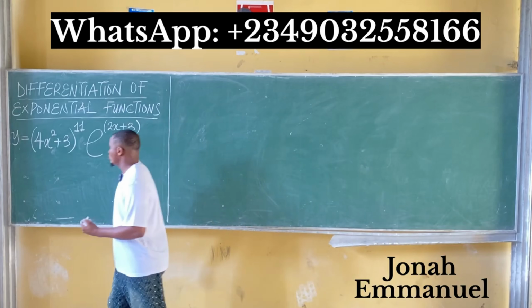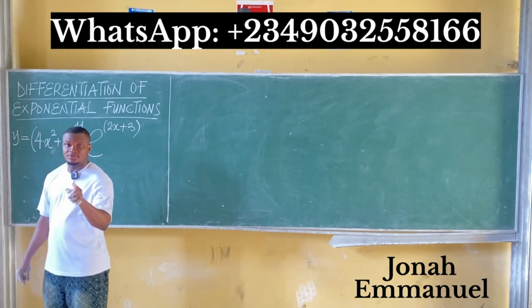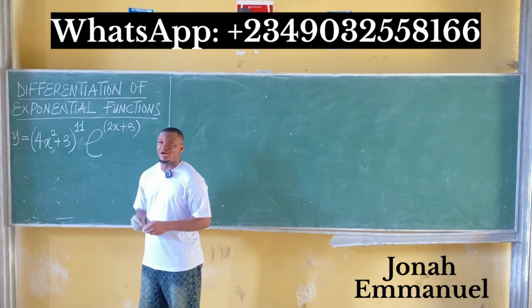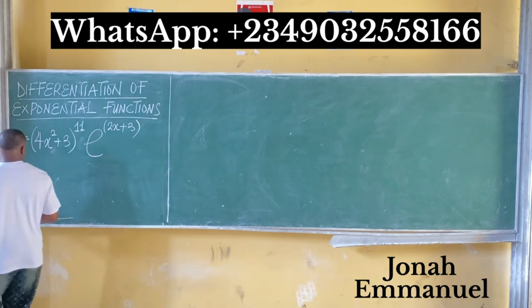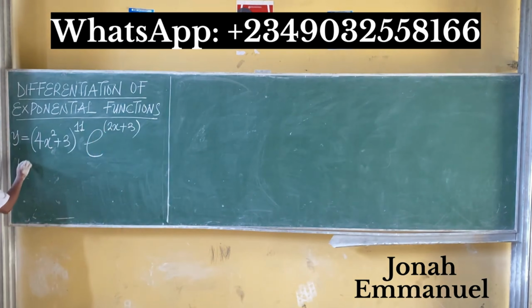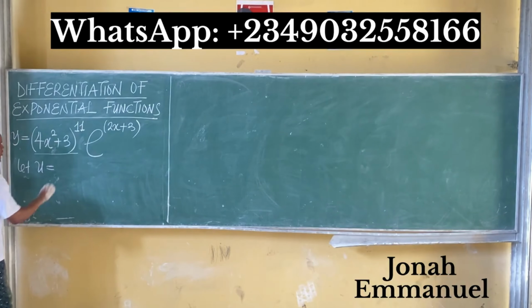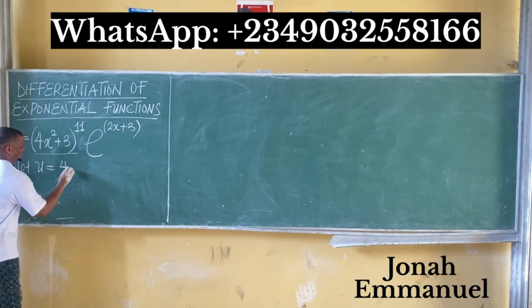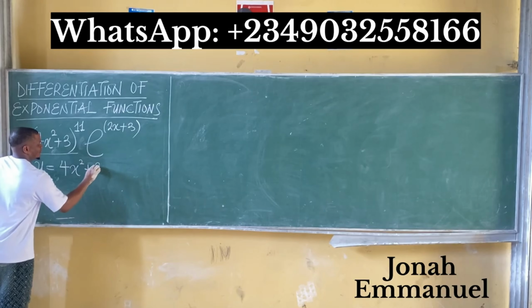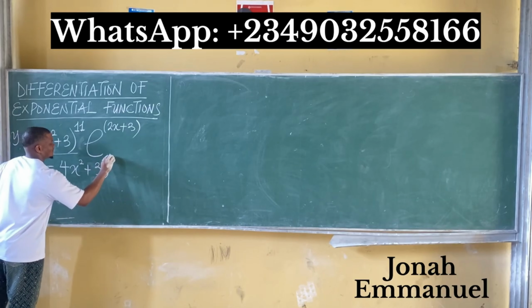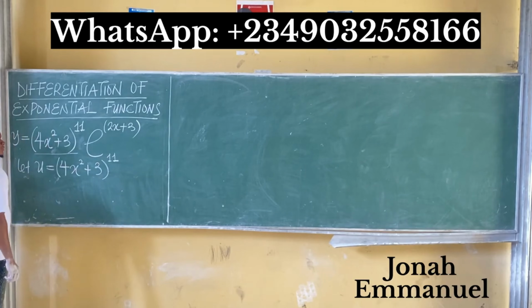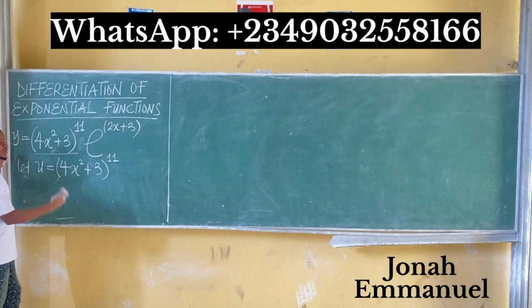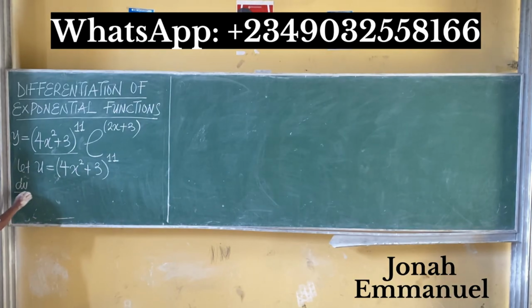All right, for product rule, how do you solve this? We said for product rule, let u be equal to what there? This first term here, which is what? To power what there? This is u. Next up, du dx. Let's get du dx.